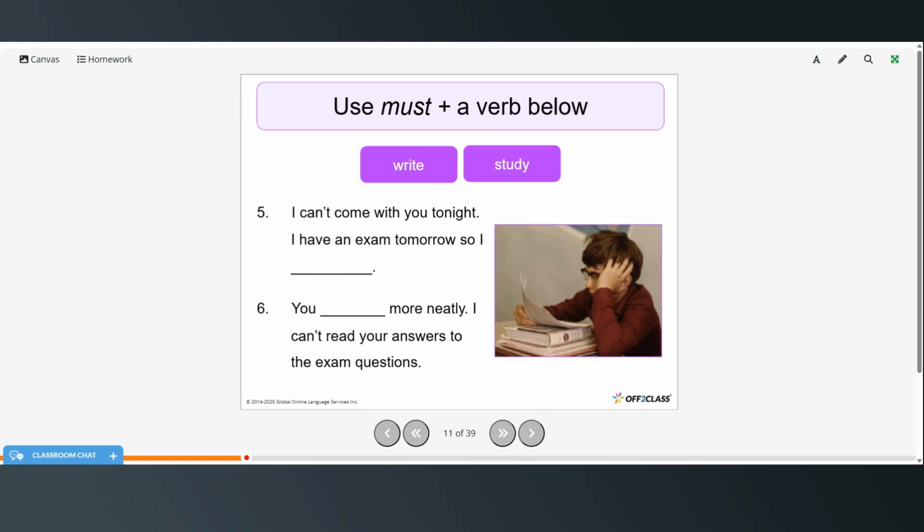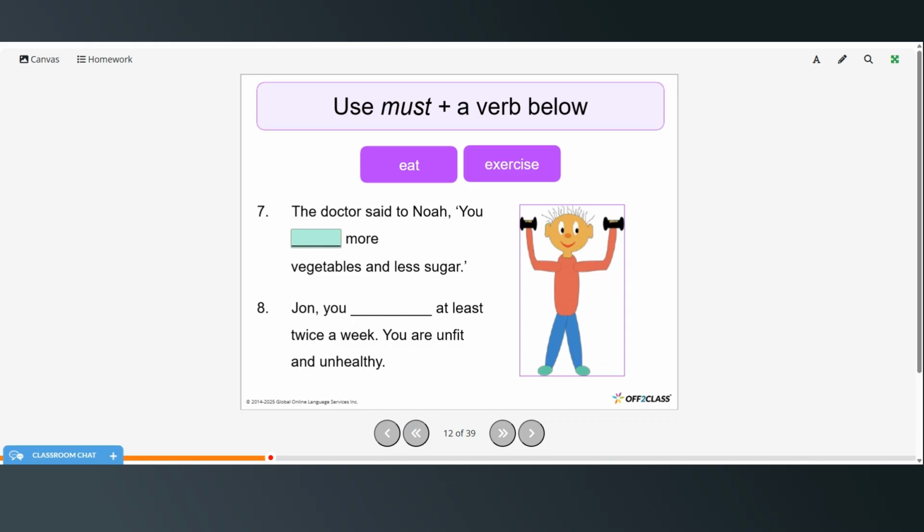So now use must plus a verb below. You can pause the video, try these on your own, and then restart when you're ready to check your answers. So I can't come with you tonight. I have an exam tomorrow, so I must study. And you must write more neatly. I can't read your answers to the exam questions. The doctor said to Noah, you must eat more vegetables and less sugar. John, you must exercise at least twice a week. You are unfit and unhealthy.